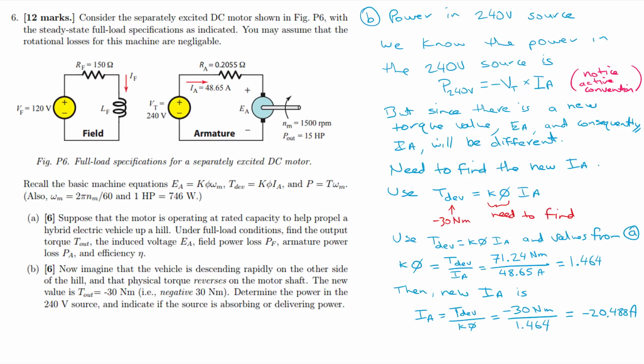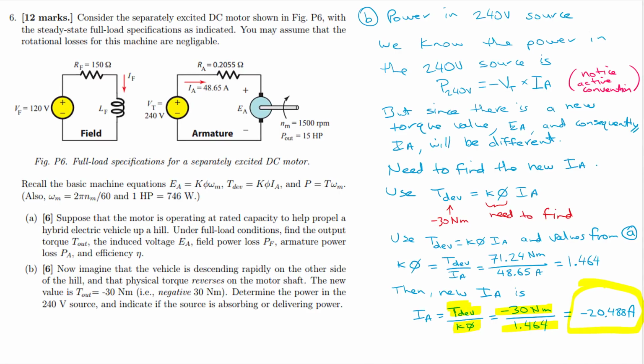So that's what we're going to do. IA is going to be the new torque developed divided by K phi. K phi stays the same in both cases because we haven't done anything to change the field circuit, so it still behaves exactly the same. It delivers the same flux phi. Plugging in minus 30 Newton meters and 1.464, we get an armature current of minus 20.488 amps.